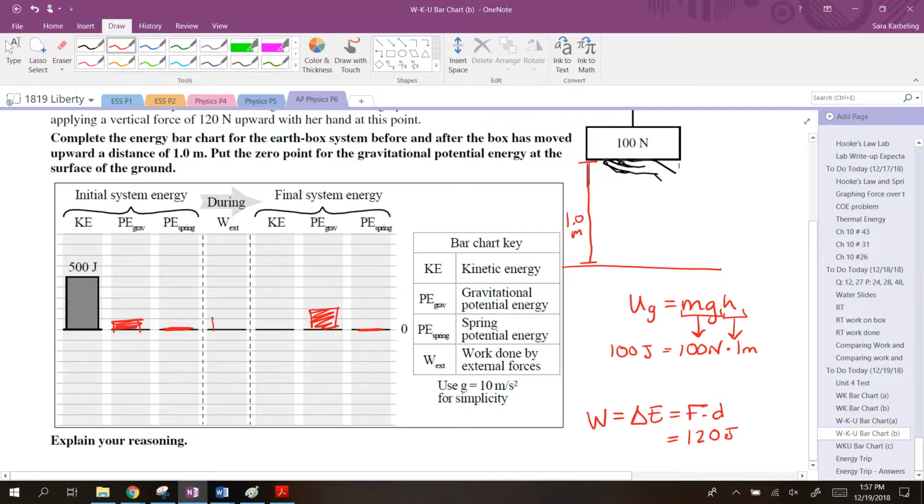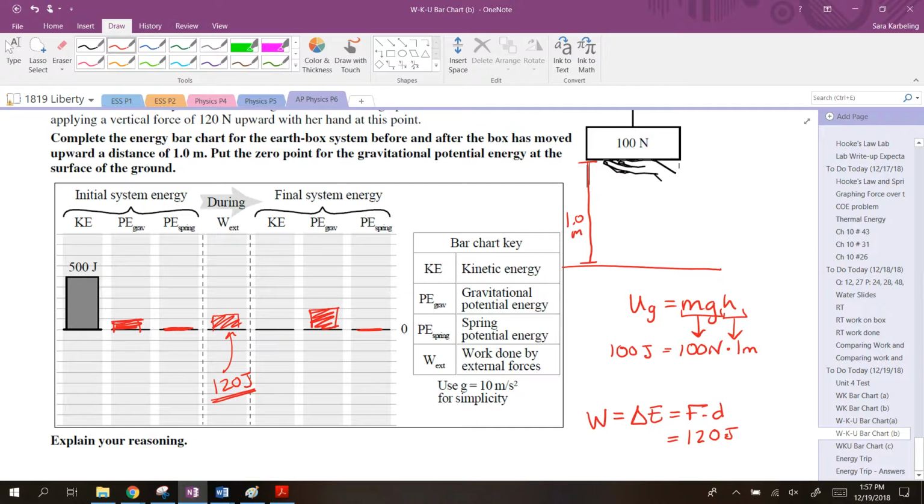Why did they do that to us? That seems funny, doesn't it? I feel like there's something wrong with that. I feel like I missed something there. An applied force of 120 newtons upward with her hand. I think that's right. No, it is.